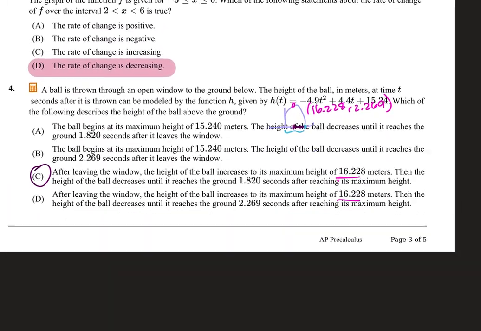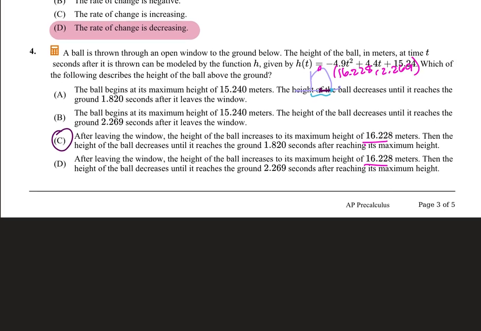Number 4 was like the word problem that we did in the notes. It said the height of the ball. It gave you a function. You had to graph it on a graphing utility. If you did, it went up. It came back down again. And then it said, which of the following describes the height of the ball above the ground?